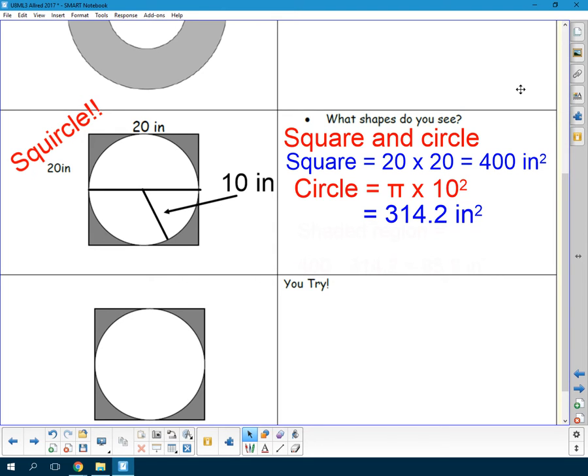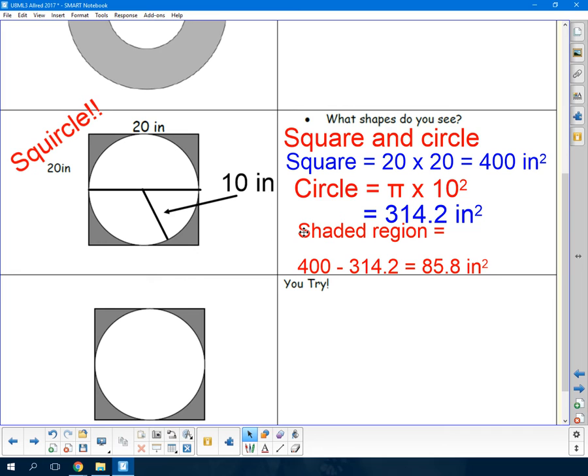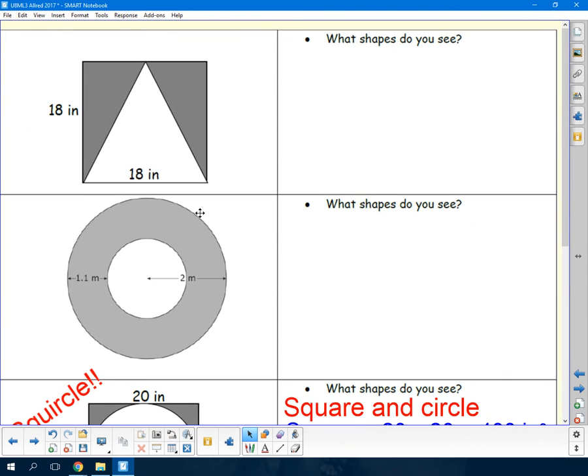If I want to find the area of the squircle, the shaded region outside the circle but inside the square, I need to take my 2 areas and subtract them. Take 400 and subtract 314.2, and you'll end up with about 85.8 inches squared for the area of the shaded region. Okay, so what I've done is about 3 out of 8 problems for you. You've got about 5 left.